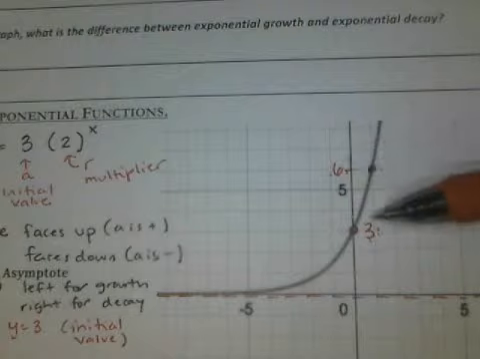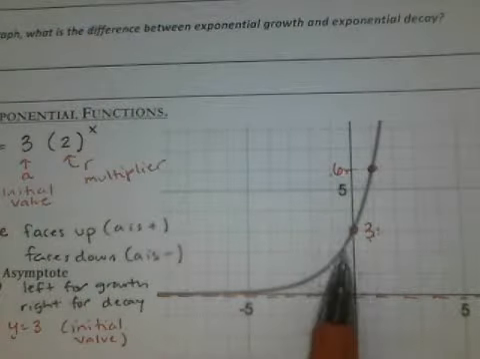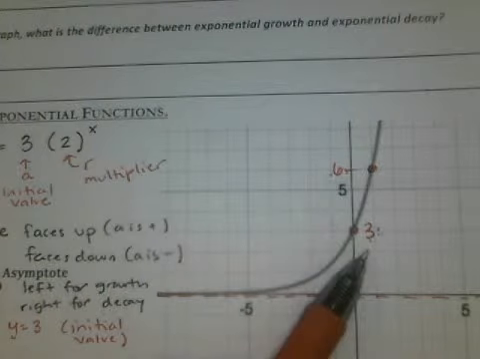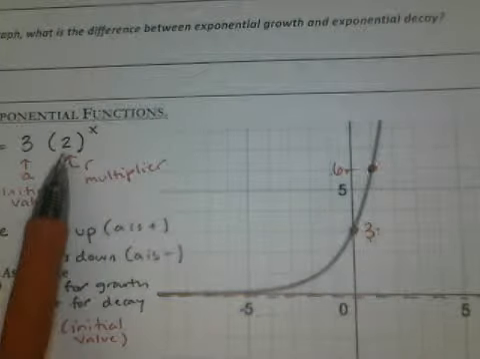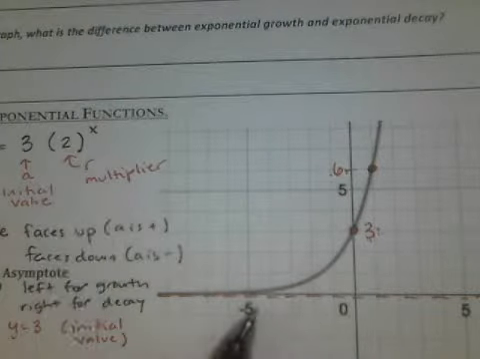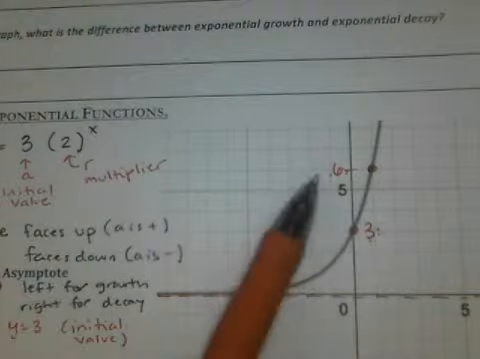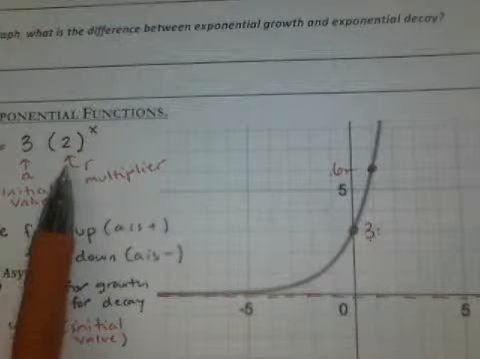In this case, I chose to divide 6 by 3 because I knew that this was a growth equation, and 6 divided by 3 is a whole number that's greater than 1. If this were going to be a decay equation, in other words, if the asymptote were on the other side, I would have divided 3 by 6 to get 1/2 instead.